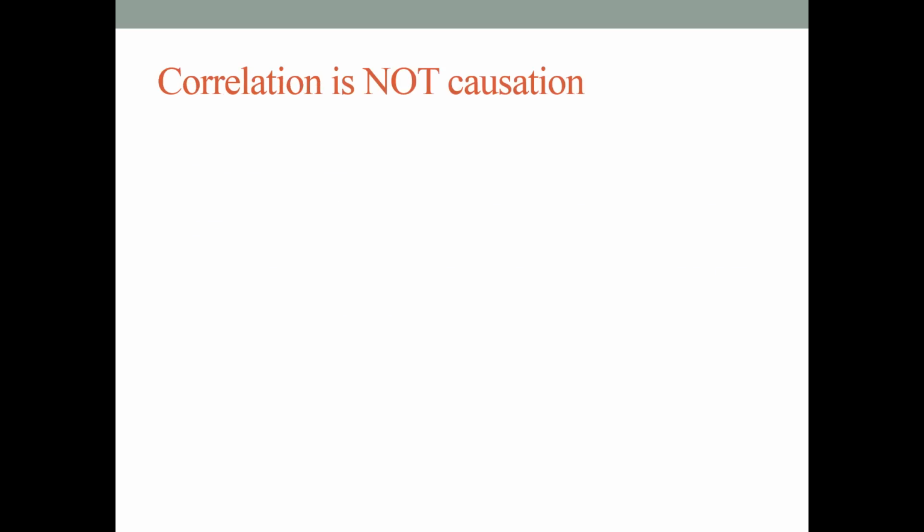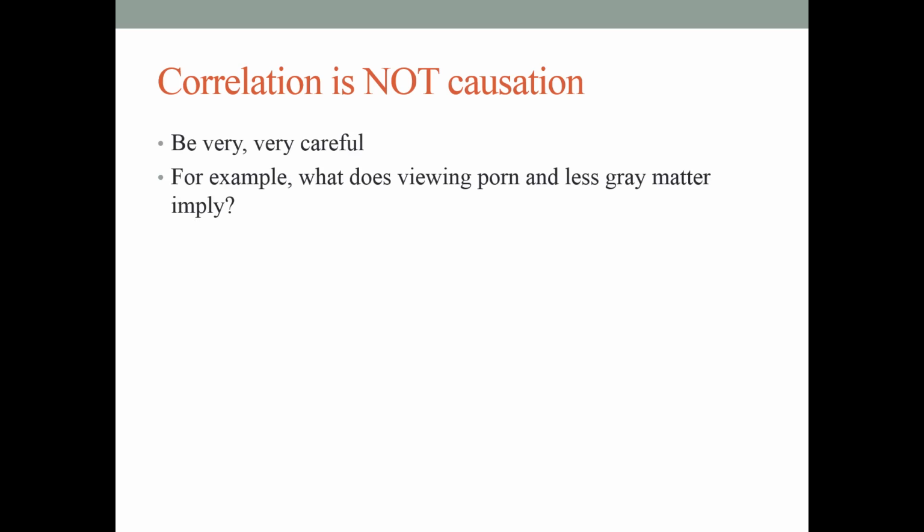Okay, this comes back to correlation is not causation. It's so important. I mean, a lot of people, even when I studied my PhD, I sometimes forget about this. Be very, very careful. For example, what does viewing porn and less gray matter imply? Do you think watching porn causes brain damage? Of course, I'm not really suggesting that less gray matter means brain damage. Far from it, but just for the sake of making a point.